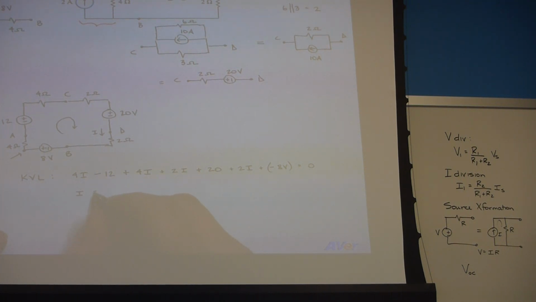What do we get when we solve for I? We have 4 and 4 and 2 and 2, so that's 12I. Negative 12 minus 8 plus 20, 0. Okay, puzzling answer, but correct nonetheless. So don't let a strange answer necessarily throw you off. It's worth going back and double checking, but that's in fact the answer for this one.